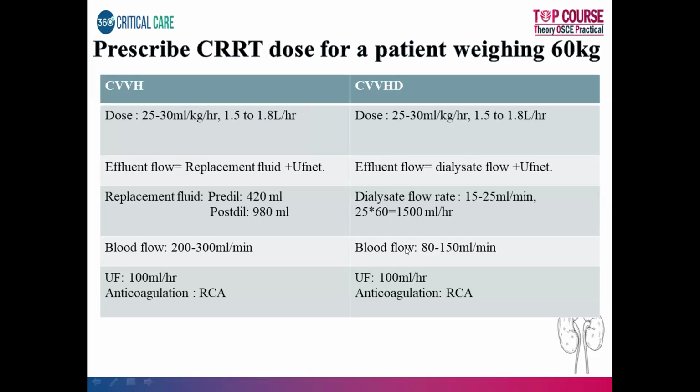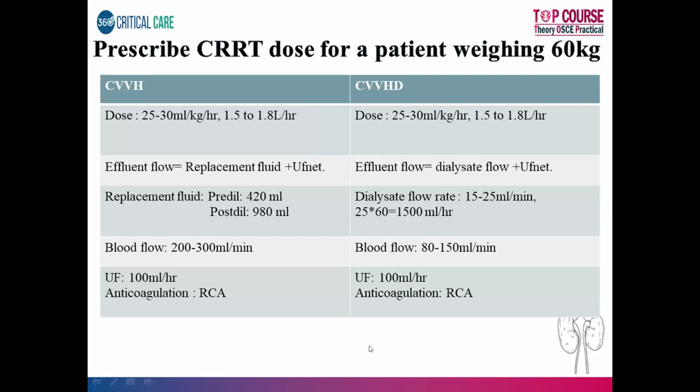Compared to CVVH, here the blood flows are less. So keep it at 80 to 150 ml per minute. Anticoagulation is the same, regional citrate anticoagulation. Understood?